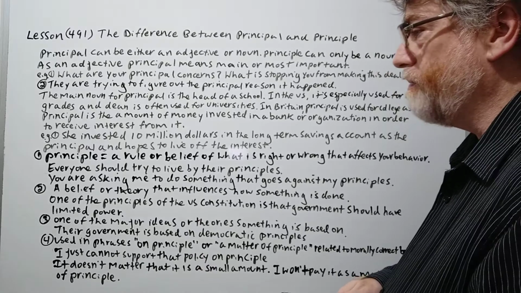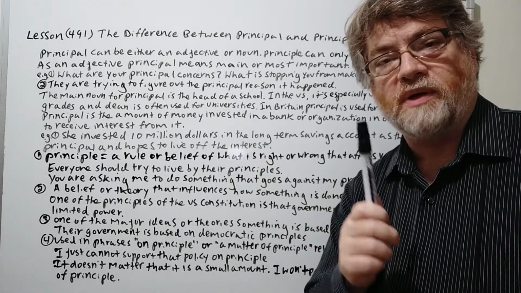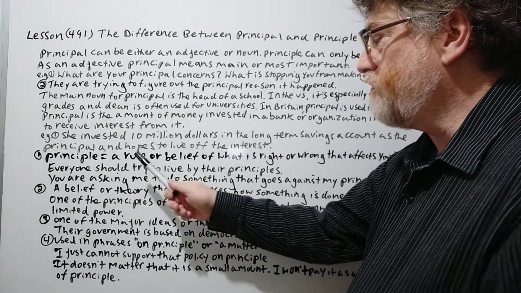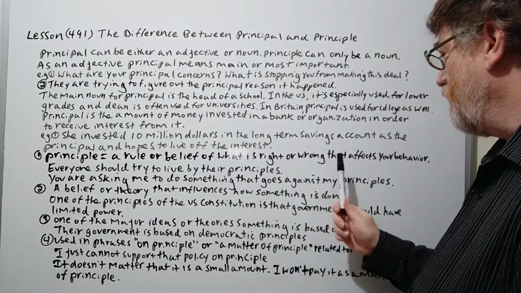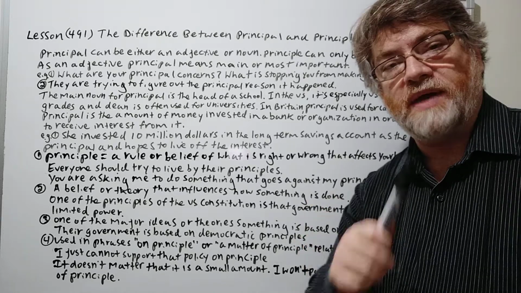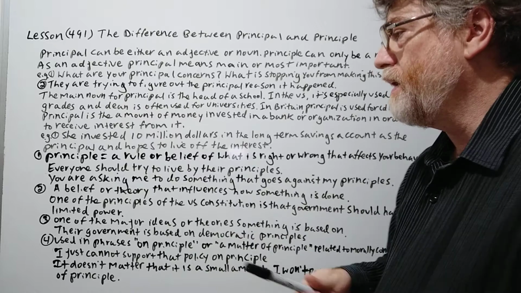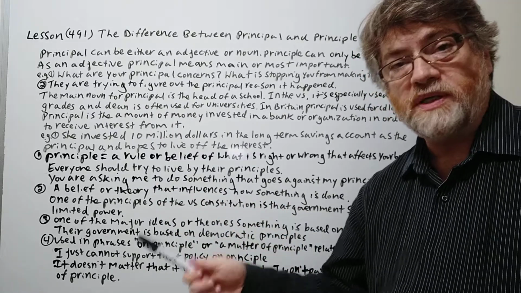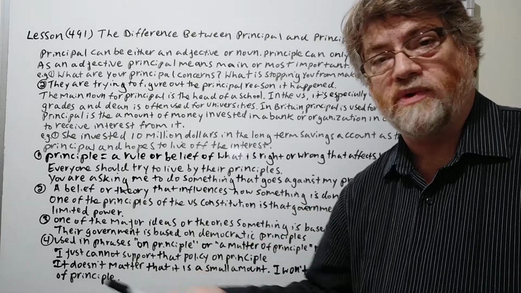All right, let's continue. Now here we have principal ending in LE. So here's the first one: a rule or belief of what is right or wrong that affects your behavior. This is one of the main ways that we use principal ending in LE as a noun. Here's the first example. Everyone should try to live by their principles. Yeah, you should try to live by your beliefs of what is right and wrong.